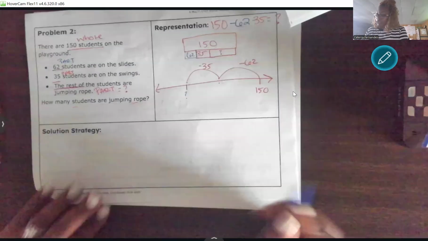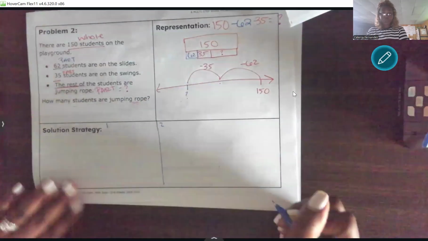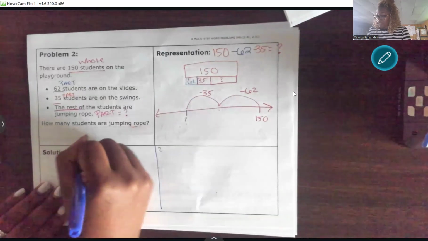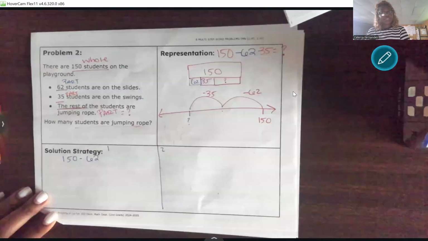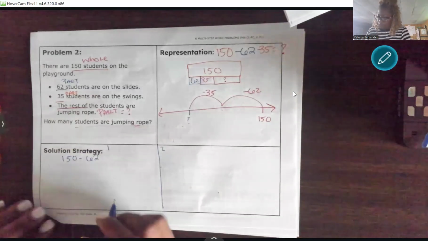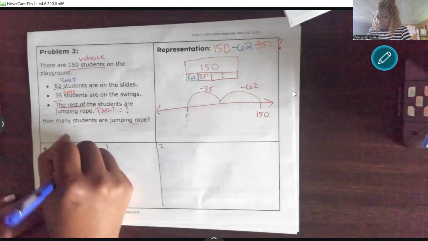All right, let's go ahead and solve it. Again, we're going to split it down. We've got step 1, we've got step 2. We're going to start with our number sentence, 150 minus 62. And I'm going to show you this third strategy, which is going to be the base 10 block strategy. Hundreds, tens, and ones.